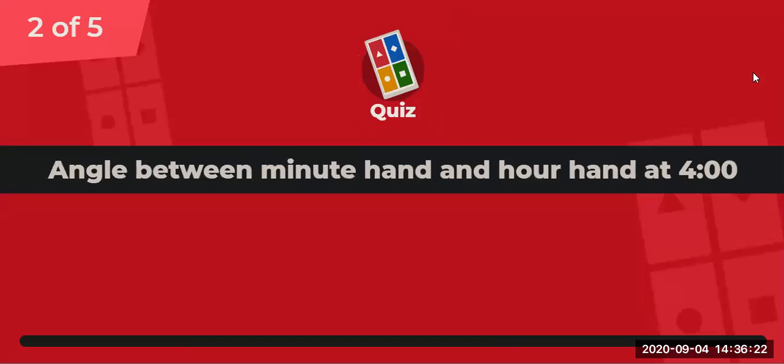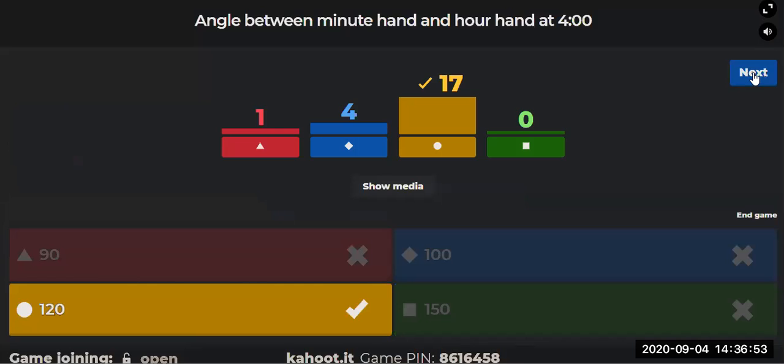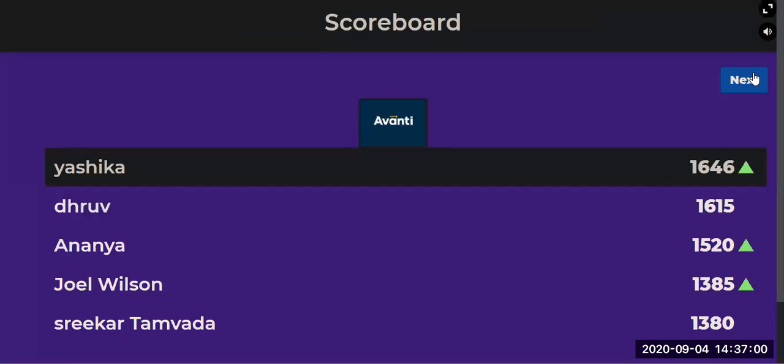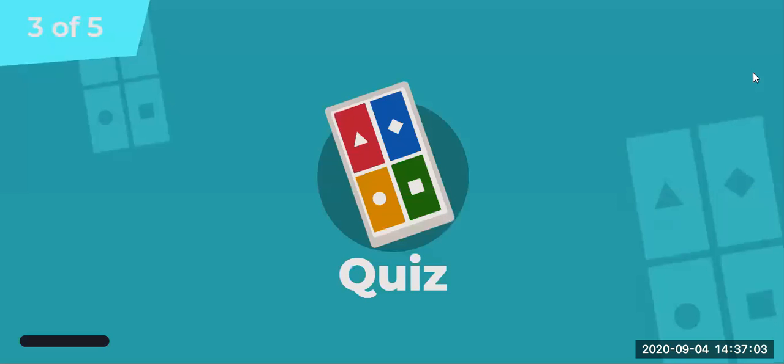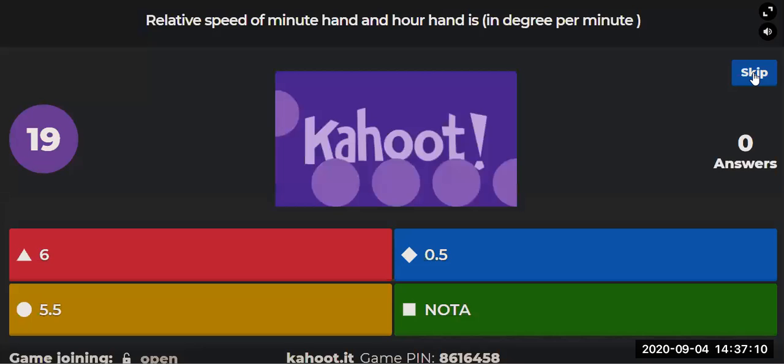Angle between minute hand and hour hand at 4 o'clock. So you have to give approx answer. It is 120 now. Next, relative speed of minute hand and hour hand in degree per minute is relative speed.